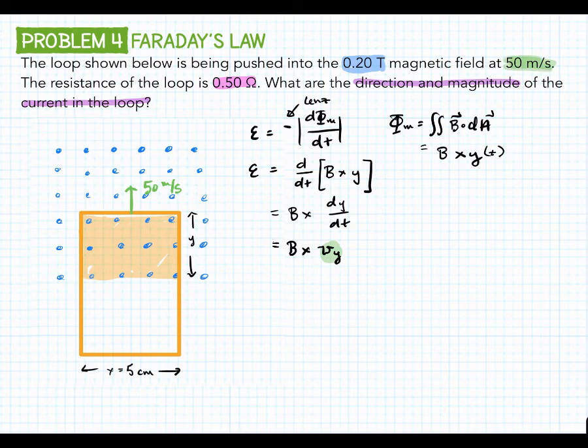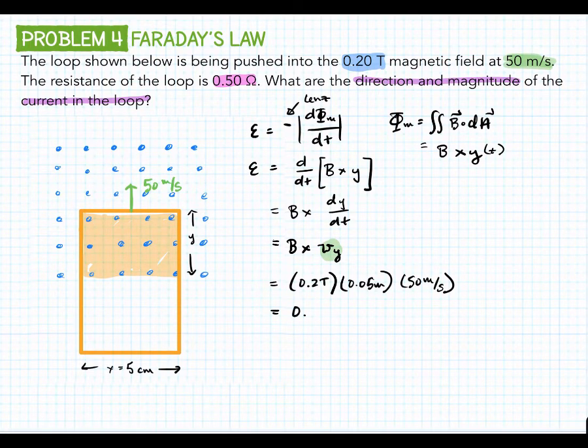So now we have all of these values. We can plug in numbers. So this is 0.2 Tesla. See, I told you that was constant. We can just plug it in. This is 5 centimeters. And then this is 50 meters per second. So our actual voltage is going to be about a half a volt, 0.5 volts, okay?